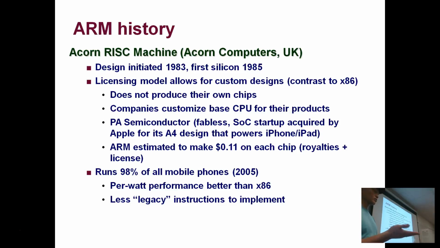The networking stuff, not so much, but Intel has finally got around to adapting its design to try and get systems on chips. So they do have some stuff in this space within the last several years, but the train already left the station pretty much on this kind of stuff. Okay, so it's estimated that they make like a dime, and this is an old number. They probably make even less now, and it's just on royalties and licensing. 98% of all mobile phones in 2005, and I would imagine that number is higher now.